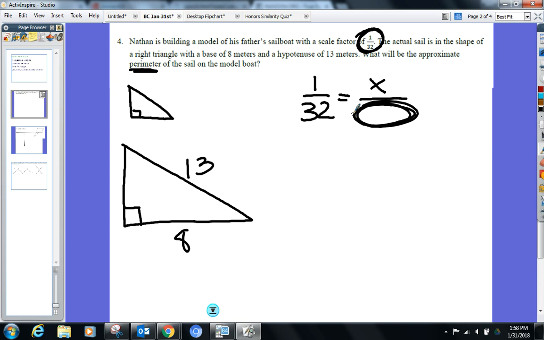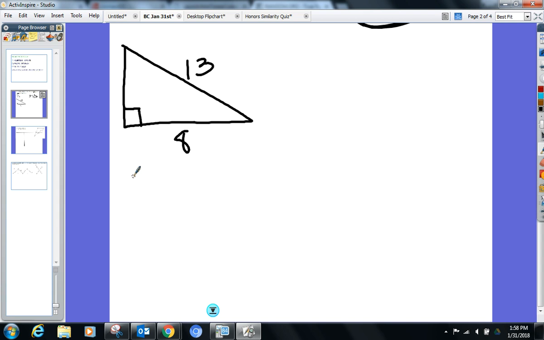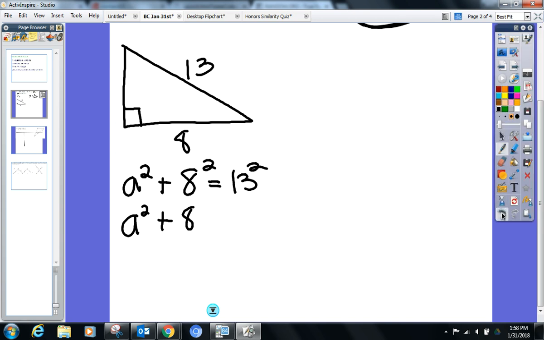Well, 13 plus 8 plus, I'm not there. I don't have it. Can I have it, though? How? Pythag. What's it going to look like? A squared plus 8 squared equals 13 squared. This is not going to be a pretty number, so we're going to keep it underneath the radical. You don't need to break it down either.